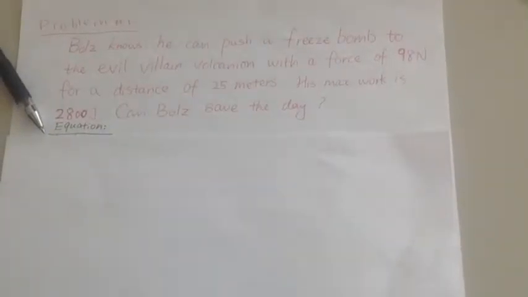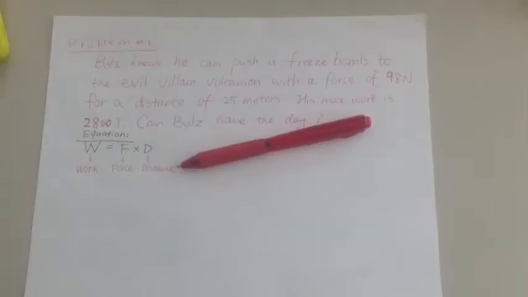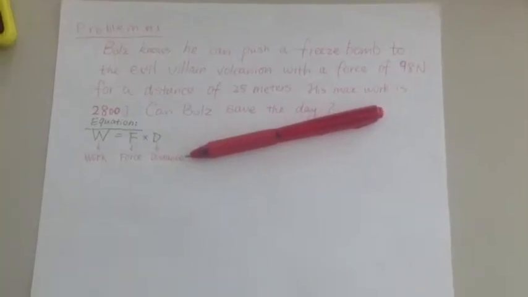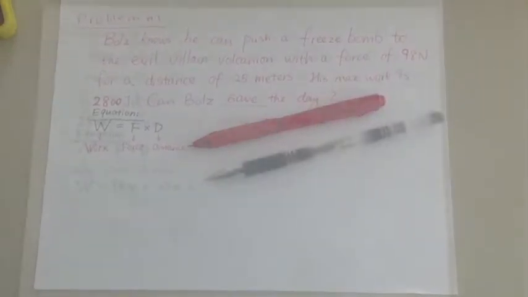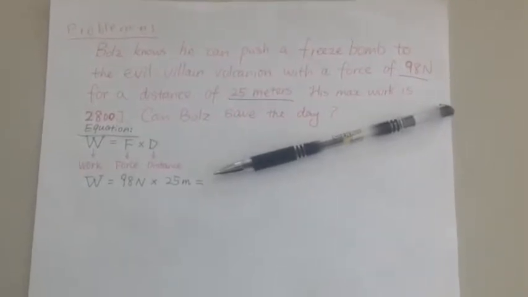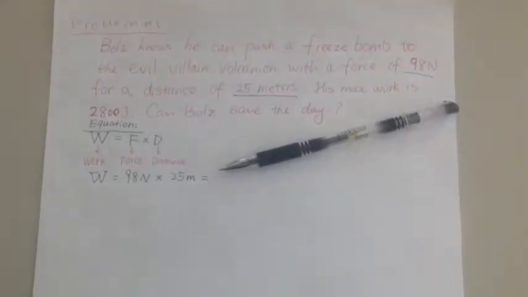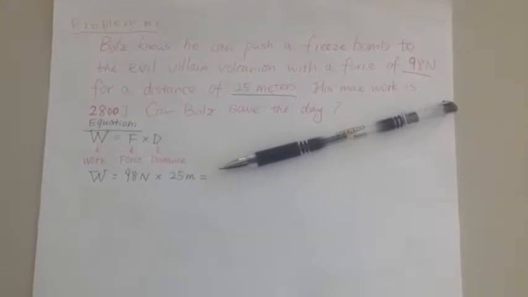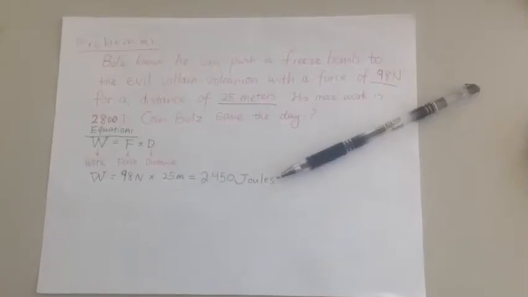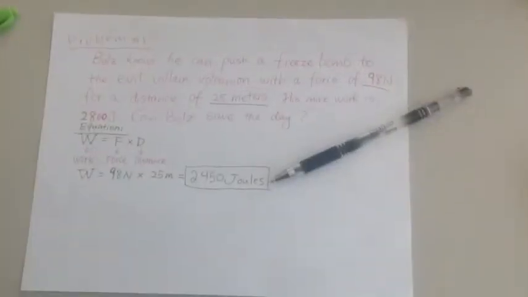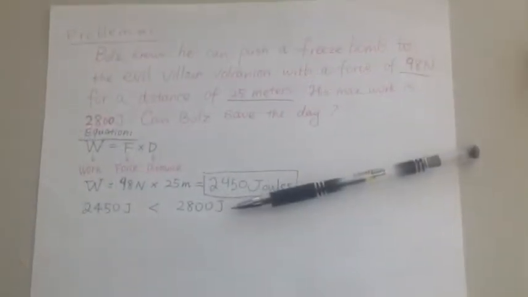Let's start with the equation. W equals F times D. W is work, F is force, and D is distance. Now it's time to plug it in. Force is 98 newtons, and distance is 25 meters. This equals 2,450 joules. This number is less than 2,800.